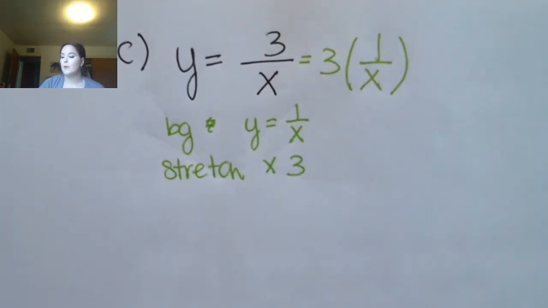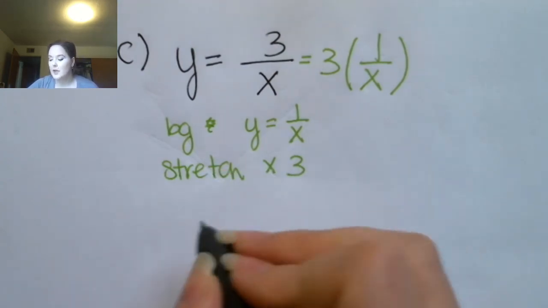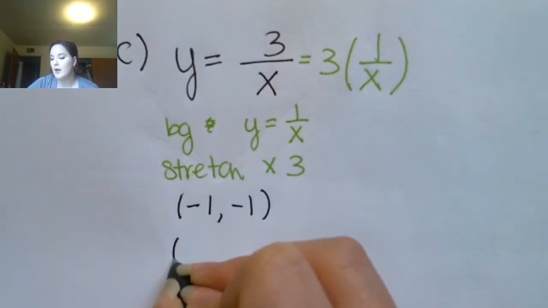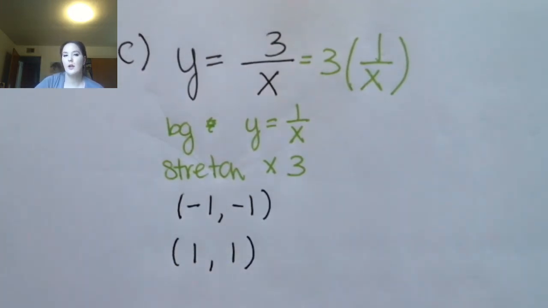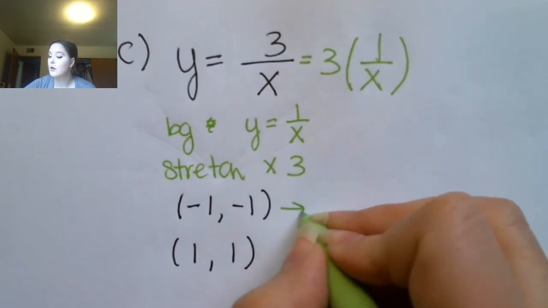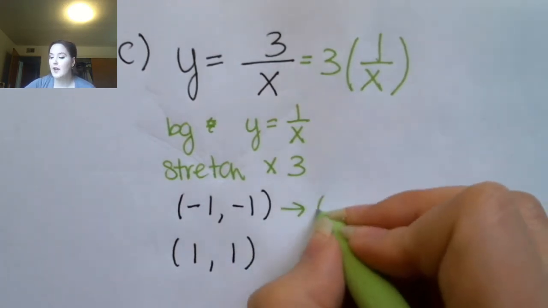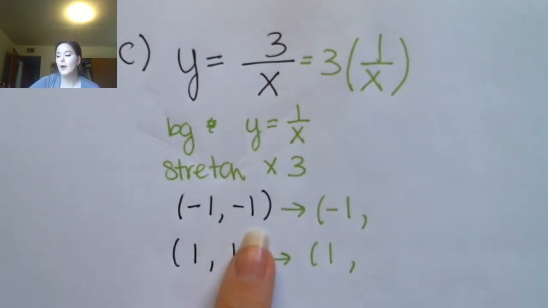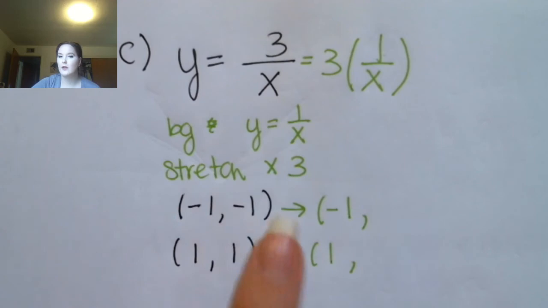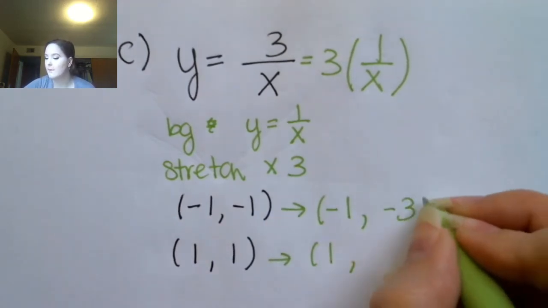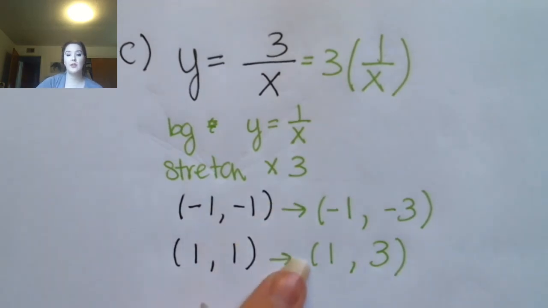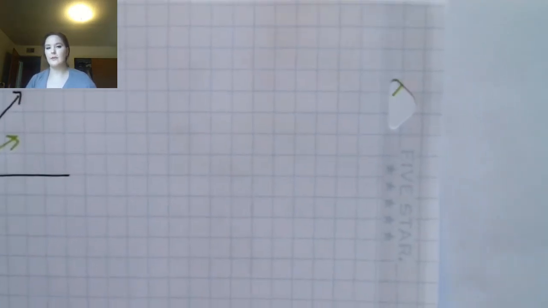Remember my key points used to be -1, -1, and 1, 1. This isn't going to affect the x coordinate at all, and the y coordinates are going to be times 3. So -1 times 3 is -3. 1 times 3 is 3. So these are my new key points. Let's look at my graph.